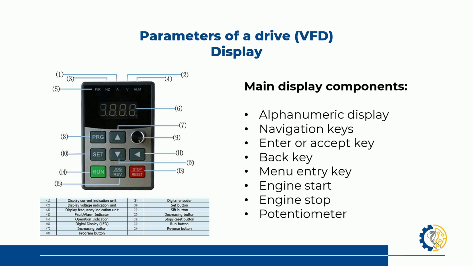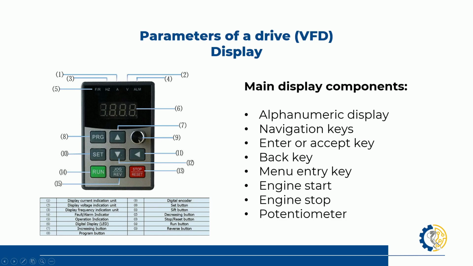So generally we're going to look at it this way. Okay, we have our arrows up, down, and left, sometimes right. But in this case, it's only a left arrow. And here we have our jog button or our reverse button. And here to run our drive, and here to stop our drive. So I'm going to explain this a little bit more in detail.